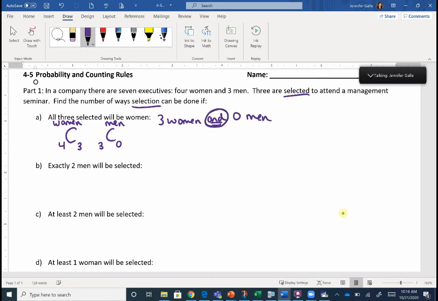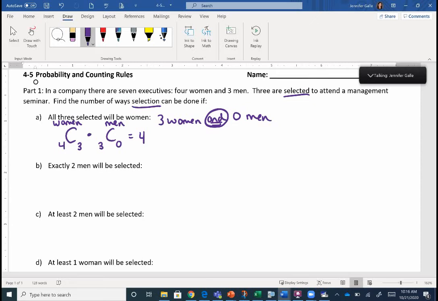Keyword and means we're going to do what? Add these 2 or multiply? Keyword and, multiply. So go ahead, take them in with your calculator. See if you can get, you should come up with 4. Then I want to give you a few minutes to play around, see what you can come up with for B, C, and D.